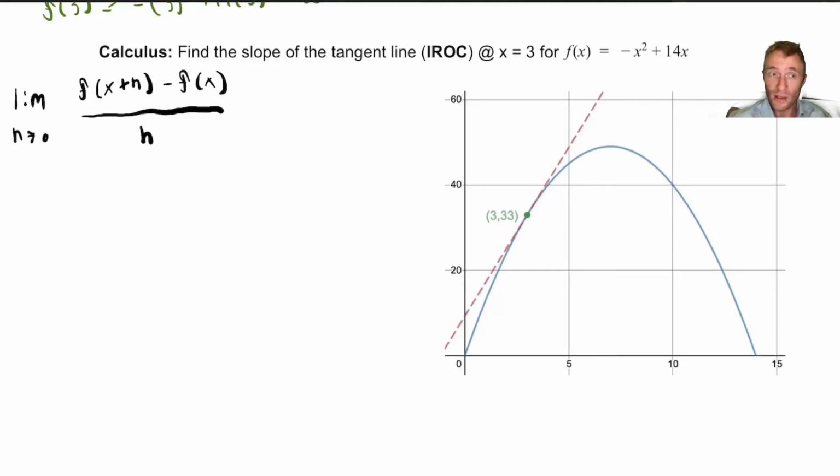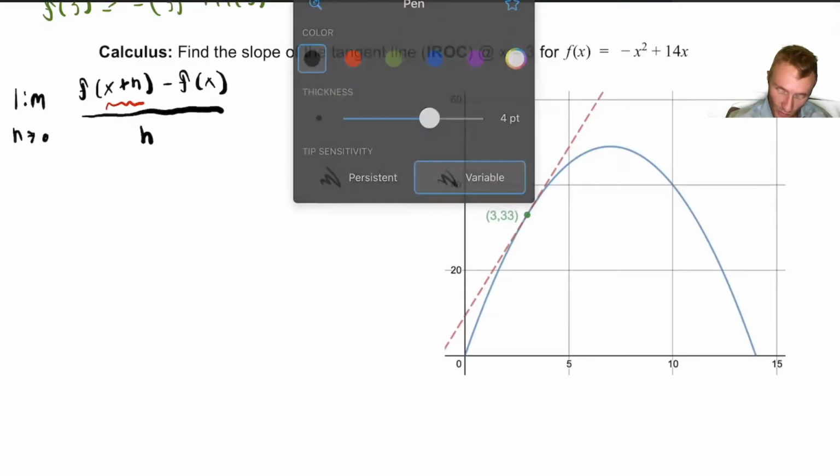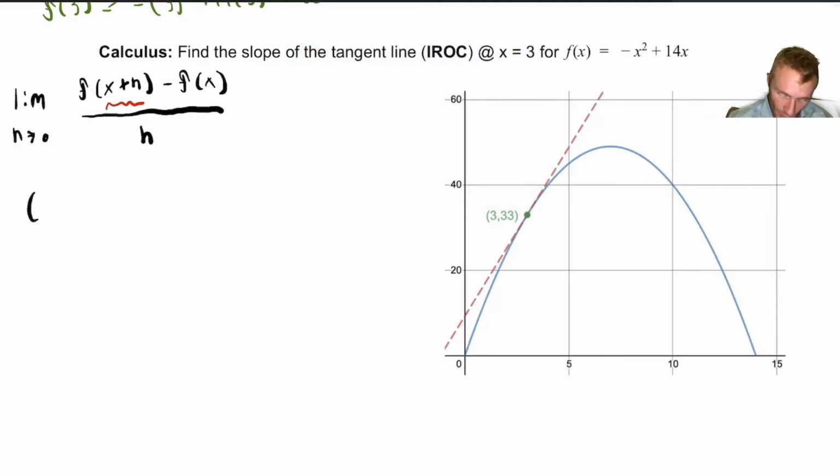I'm going to plug in these values. I'll do it in red so you can see what's happening. I'm going to plug in x plus h to my original function. So my original function, I'll do this in parentheses, is negative x squared. I like to just do this by leaving these blank and then filling them in, plus 14x. And I'm actually going to need more space there. What we're going to do is fill in x plus h, because that's what f of x plus h means. It means everywhere you see an x, fill in x plus h. Then we have minus f of x.